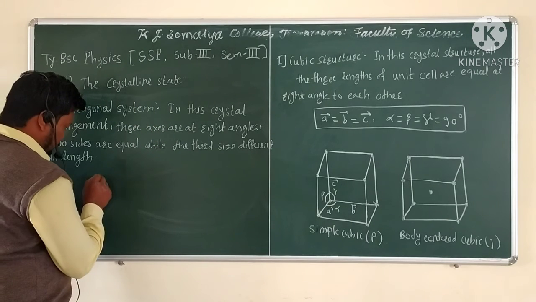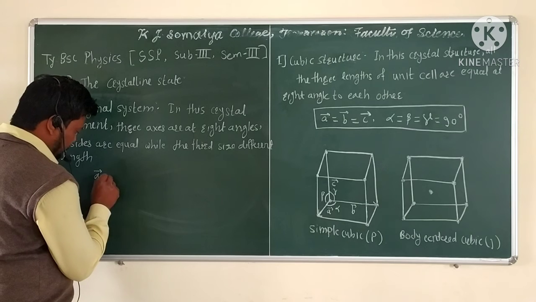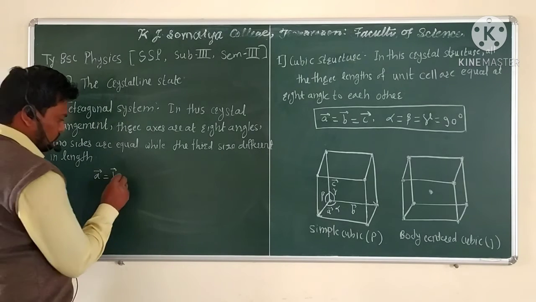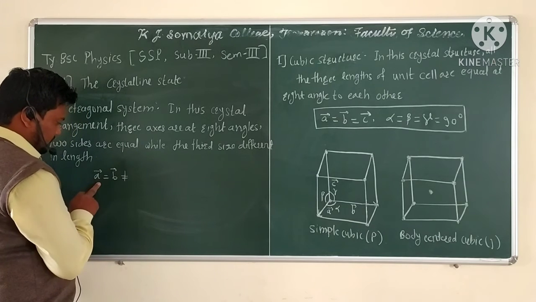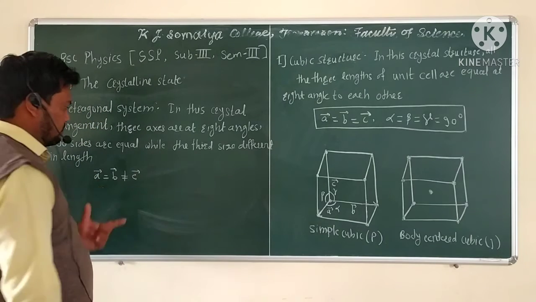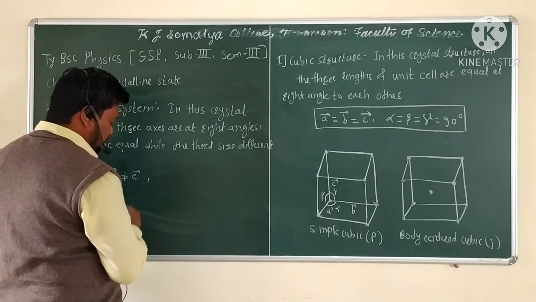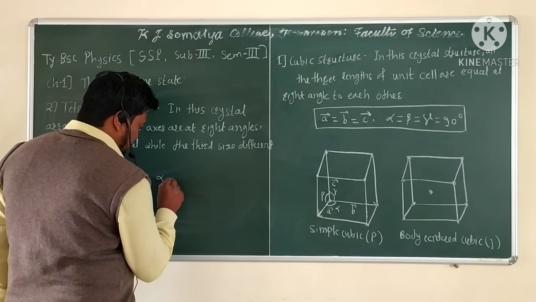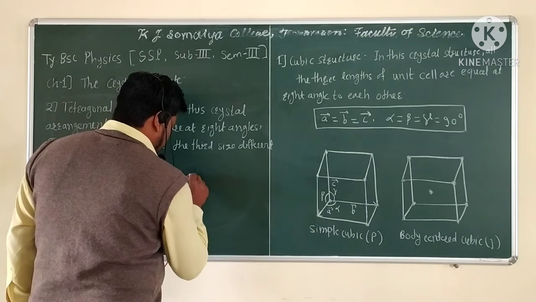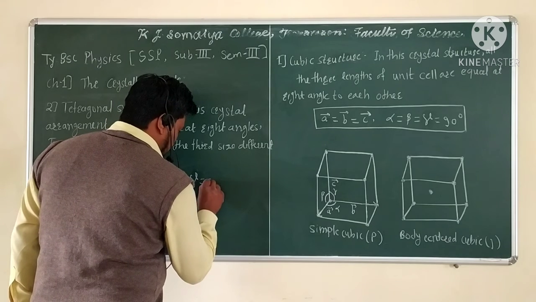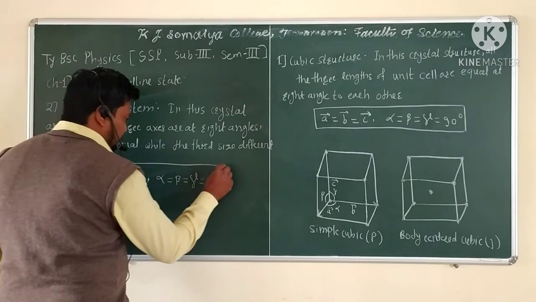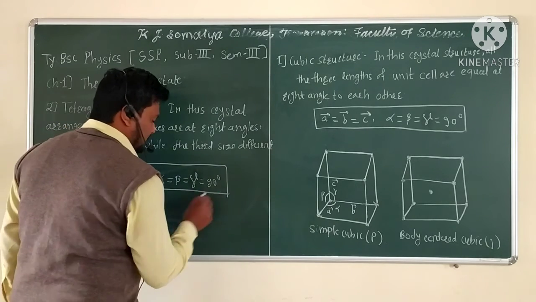So the main condition is that vector a is equal to vector b. Both vectors are the same, and the third vector's length is different, that is, vector a equals vector b and is not equal to vector c. This is the main condition. The next condition, for the angles between the vectors, is alpha equal to beta equal to gamma equal to 90 degrees. So both are the main conditions for the tetragonal system.